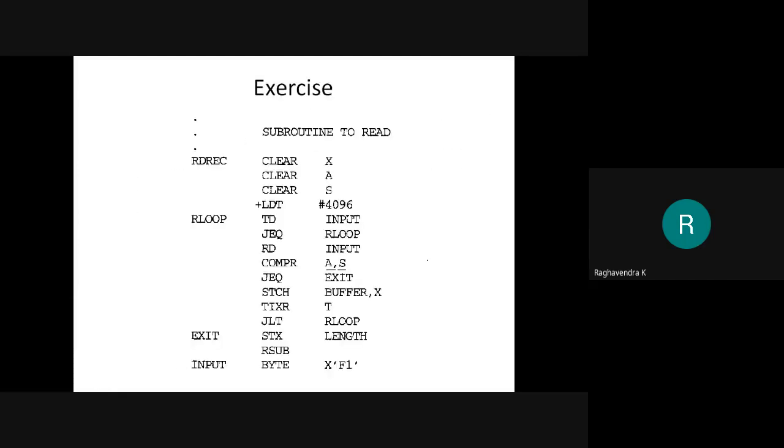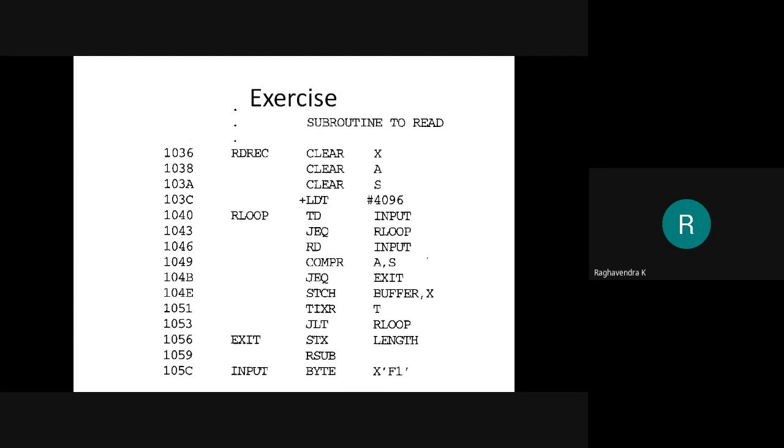So I would like you to continue with the remaining instructions, because all the other types of instructions we have already assembled. Try them out. When is the next session? 12.